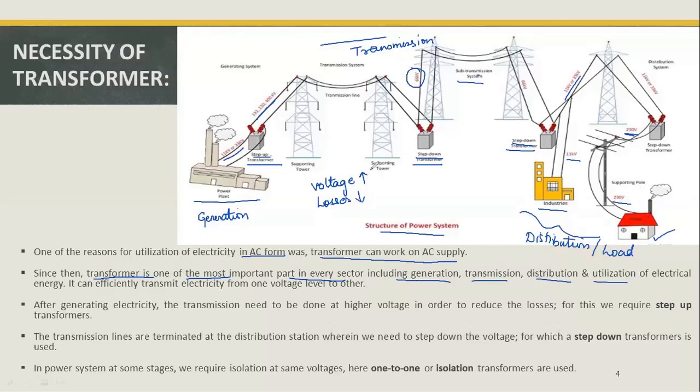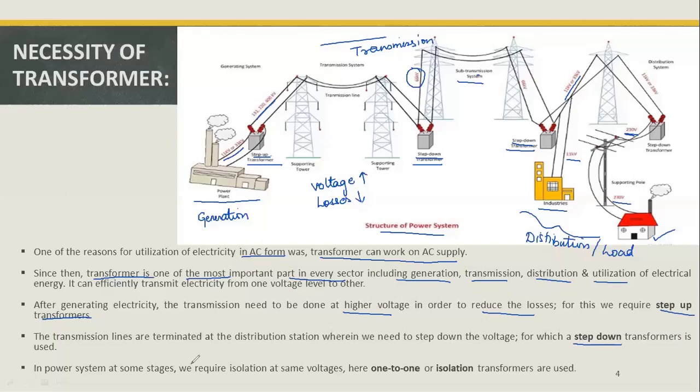And this transmission can happen with varying voltage levels at different stages. So basically we know that after the generation, when the transmission has to be done, we need to go for higher voltages in order to reduce the losses, and for this we basically require a step-up transformer. Whereas in the distribution system, where the transmission system terminates, the voltage has to be stepped down or reduced. So with the help of a step-down transformer, we can obtain this.